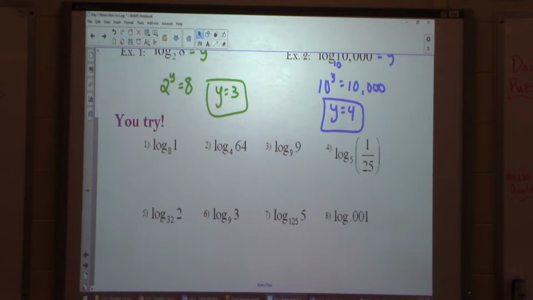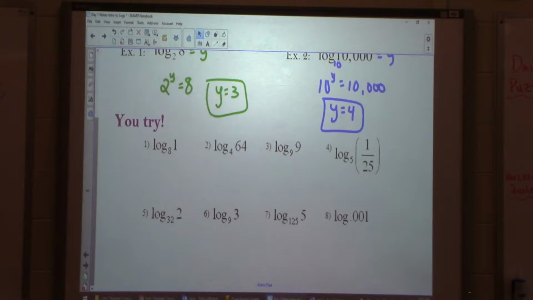Okay, we'll come back to it. How do we look at that? We haven't learned that yet. We got to change it to an exponent first. All right, should we go through the first 3?